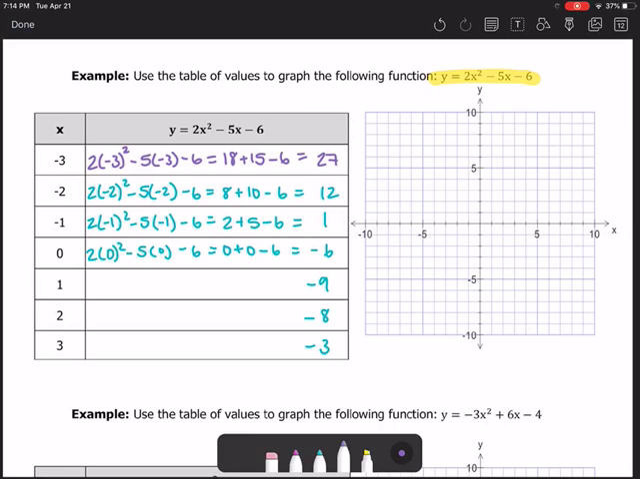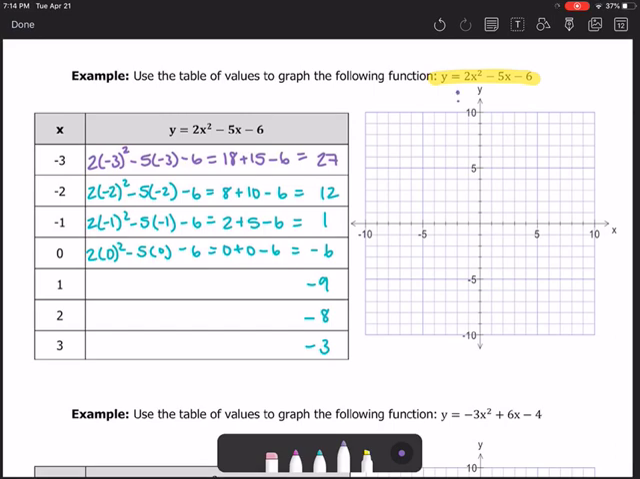The next one, negative 2, 12, technically not on our graph, but just for the sake of kind of having an idea, why don't we just draw a dot where we think that should be. Next, we have the point -1, 1. I think I drew this a little bit off to the side here. My apologies.